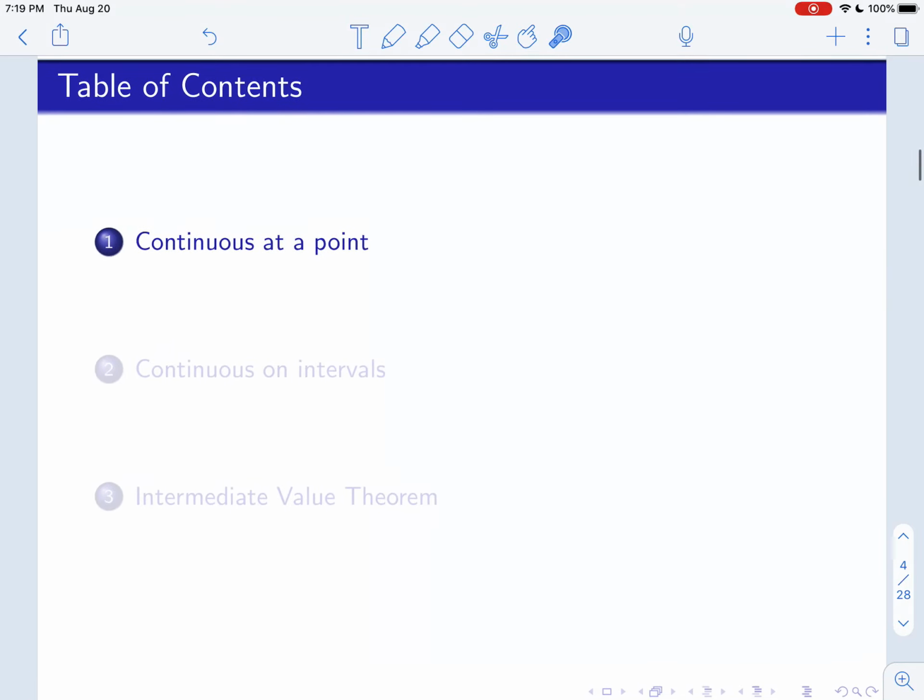So in this first video, we're just going to talk about the idea of being continuous at a point. One single point at a time. Later, we'll get to intervals. That'll be the second video.